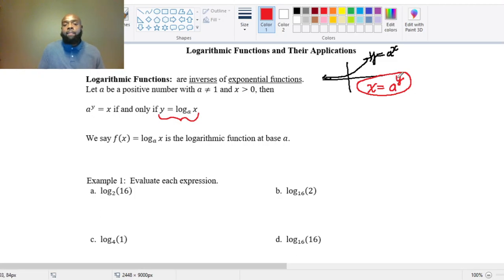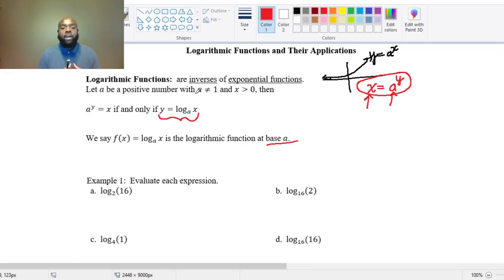If a to the y equals x, then y equals the log at base a of x. Notice this a is called your base. It was the base of your exponential function if we were to try to do the inverse. So log at base a of x, we always take the logarithm of some value. That value that we take the logarithm of is what a to the y equals, and that is y. This is the definition of a logarithmic function, and we read that as y equals log at base a of x.